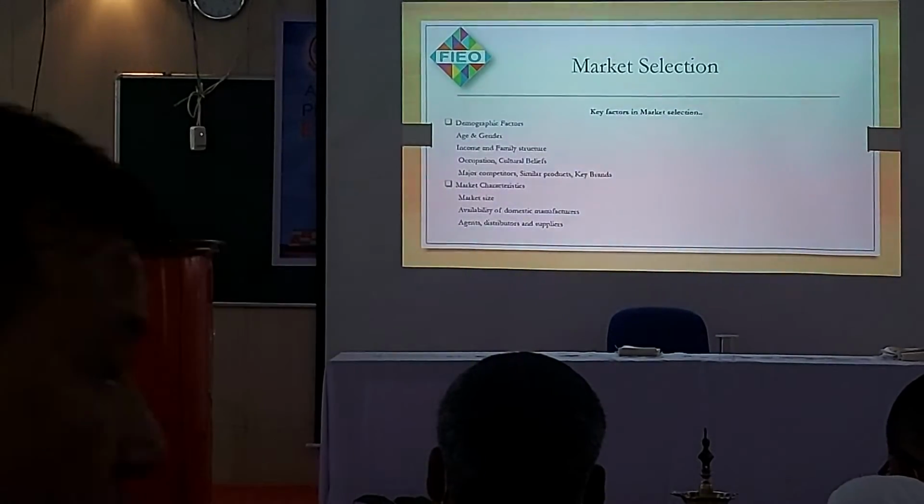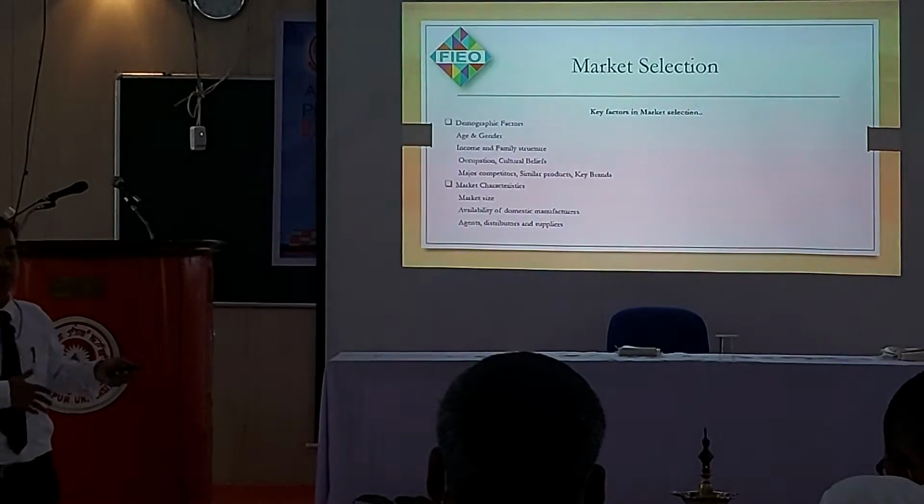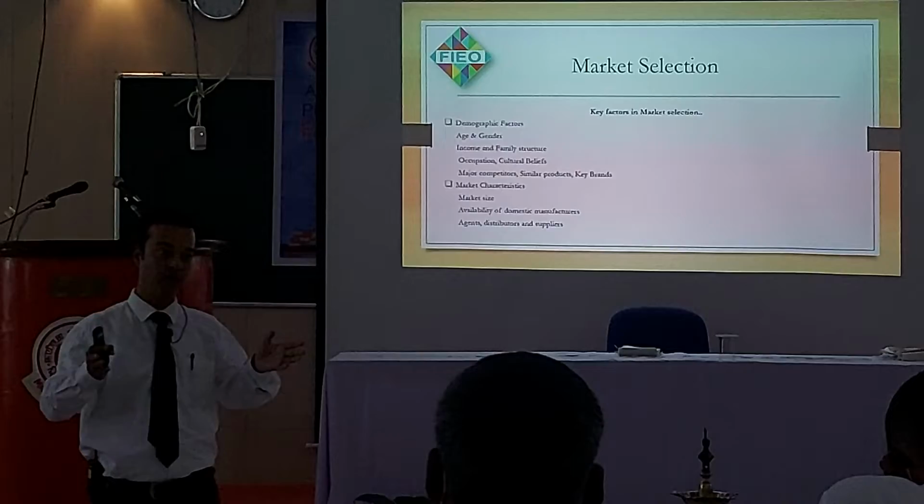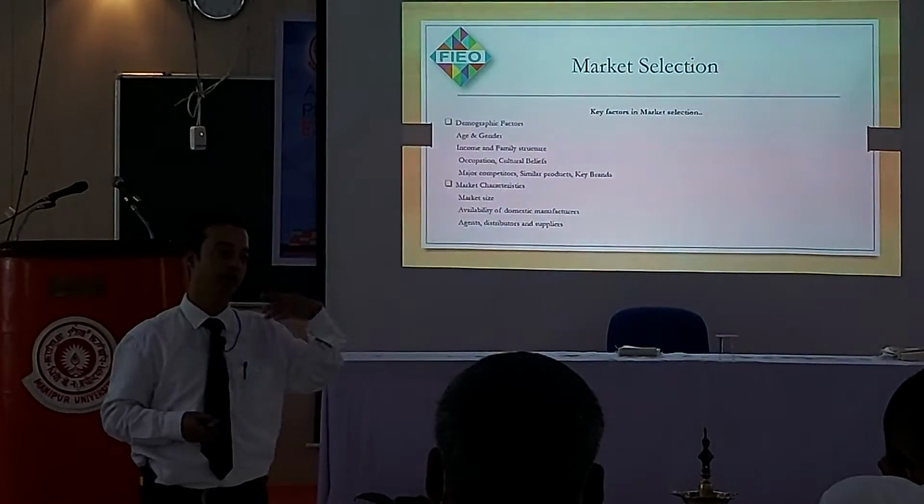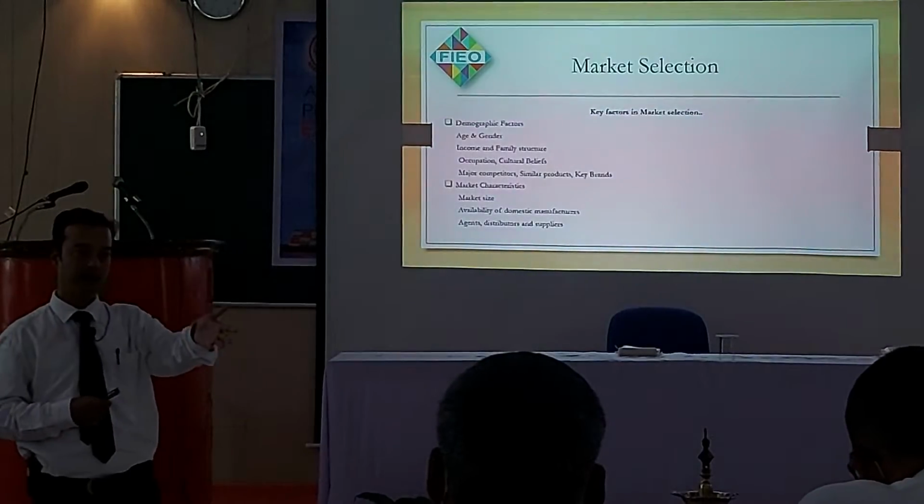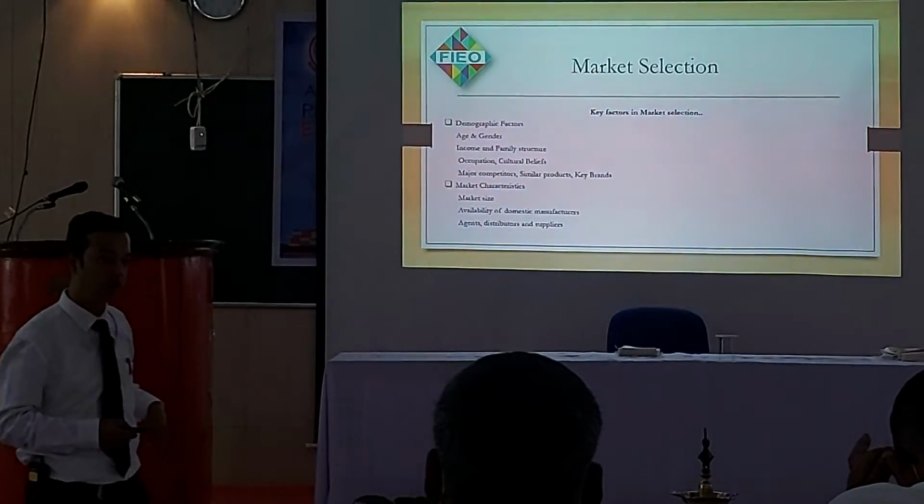Agents, distributors and suppliers, this is the supply chain or the distribution that will happen for the products. How you are going to do it, you can appoint agents, you can appoint a distributor, or you can directly sell to a company and let the company do the distribution on your behalf.